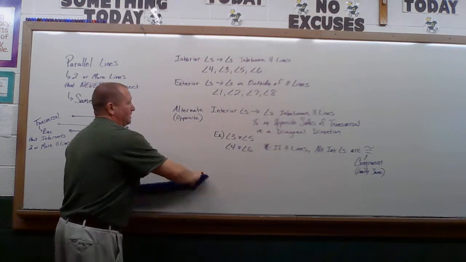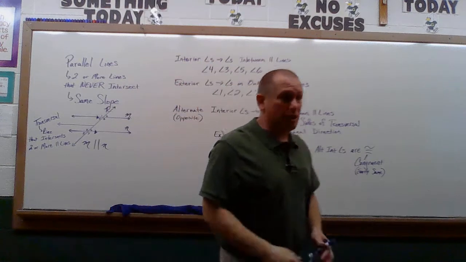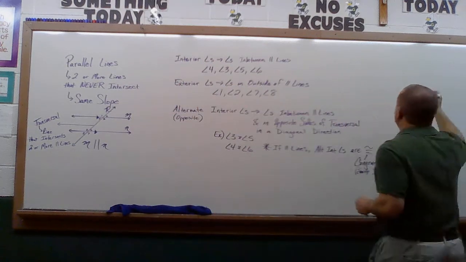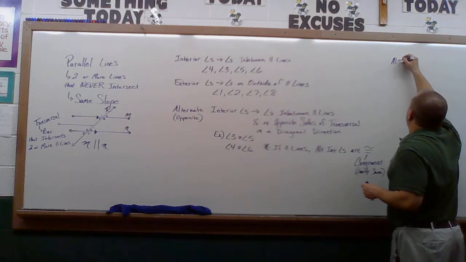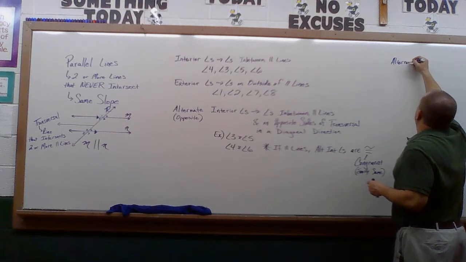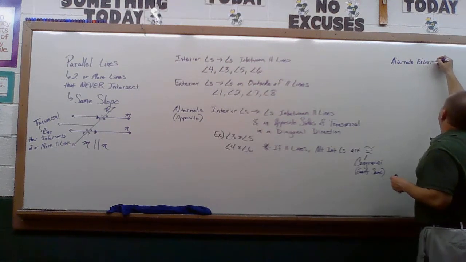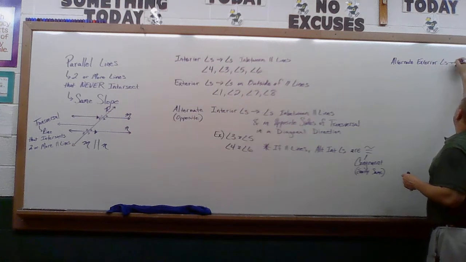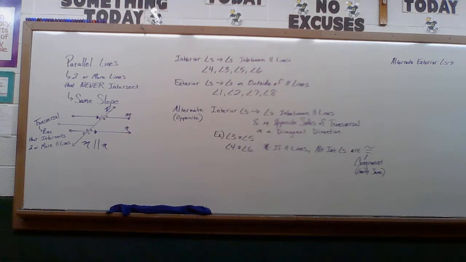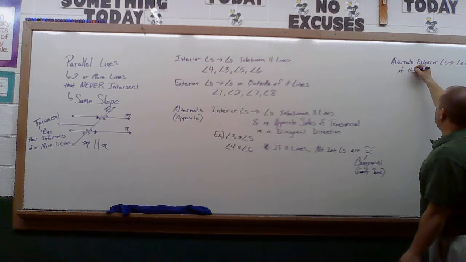So if we have alternate interior angles, we probably should also have what? Perfect, alternate exterior angles. So what do you think? The same thing but the opposite side. Okay, so we'd say what? Outside. Angles on the outside of the parallel lines.